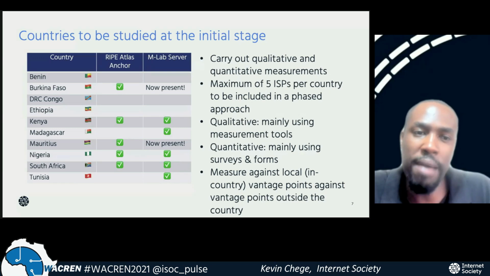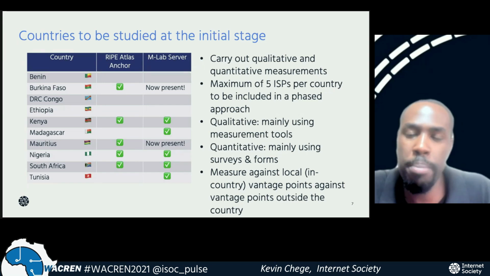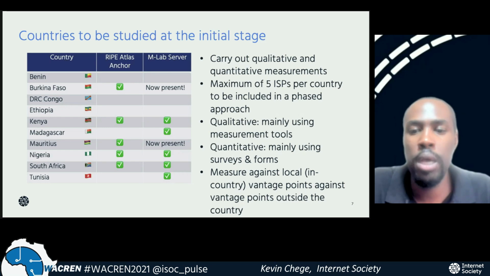Under the project, we have added 2 new MLab servers. We installed one at the Burkina Internet Exchange Point, and there's also one in Mauritius as well, which Amreesh is going to talk about. And we want to carry out a maximum of 5 ISPs per country initially, and then measure both qualitative and quantitative data, and then measure in-country data.